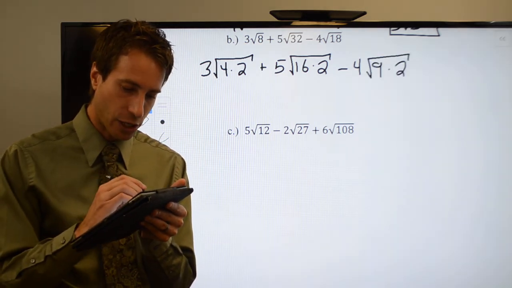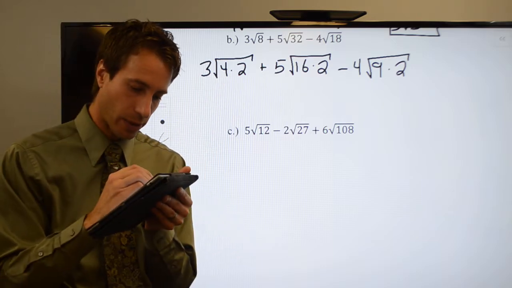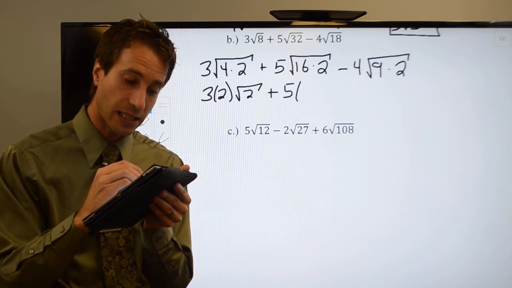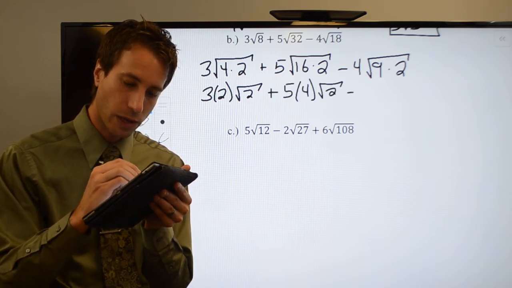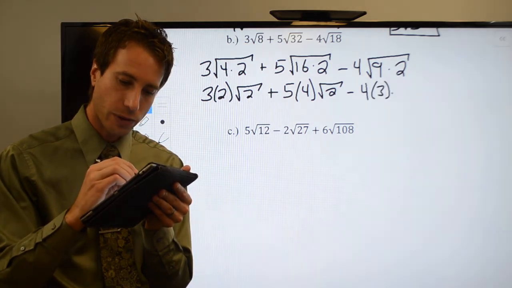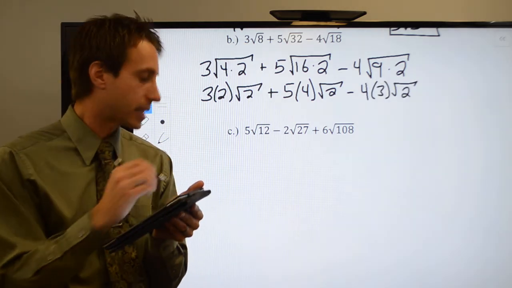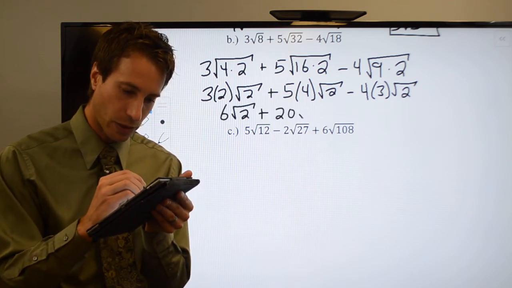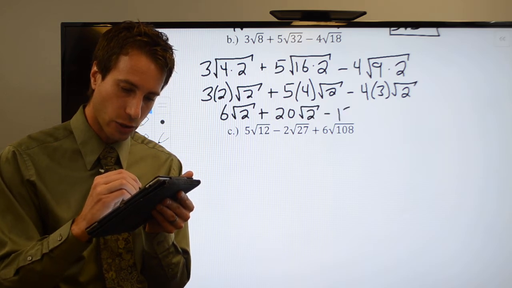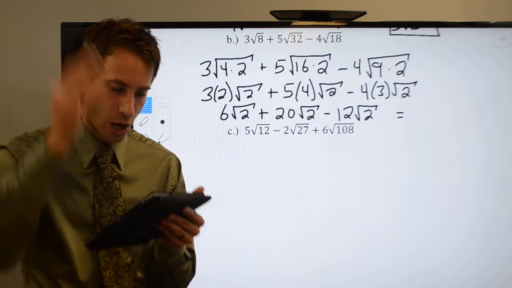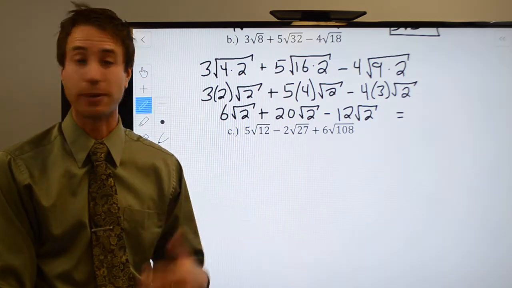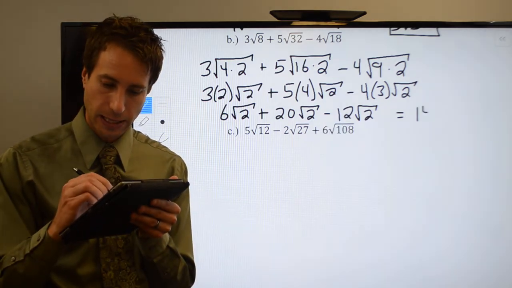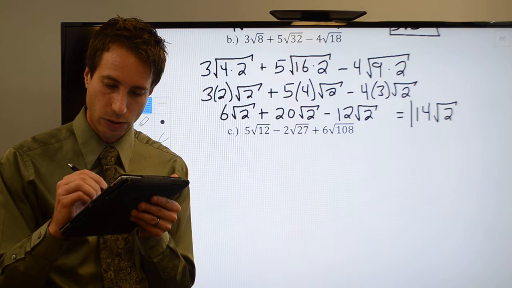Well, look at that. Square root of 4 is a 2, so I'm going to have 3 times 2 times the square root of 2. Plus 5, the square root of 16 is a 4, square roots of 2. And the square root of 9 is a 3, square roots of 2. Keep going. 3 times 2 is 6, square roots of 2, plus 20, square roots of 2, minus 12, square roots of 2. Well, let's go ahead and do all that. 6 plus 20, it's going to be 26. Square roots of 2 minus 12 gets you 14 square roots of 2.